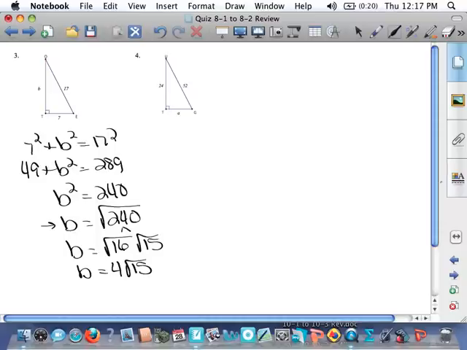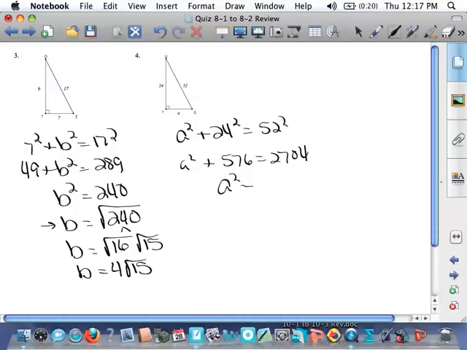Okay, the second one, I have a squared plus 24 squared equals 52 squared. So a squared plus 576 is equal to 2704. So a squared is equal to 2128. So a is equal to the square root of 2128.